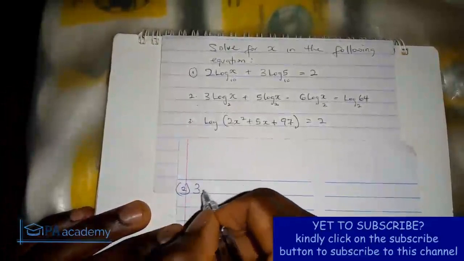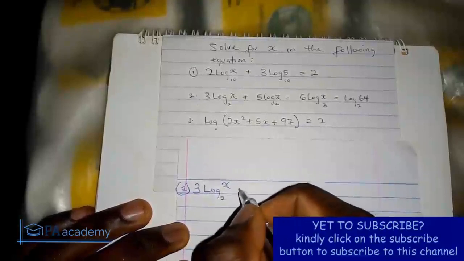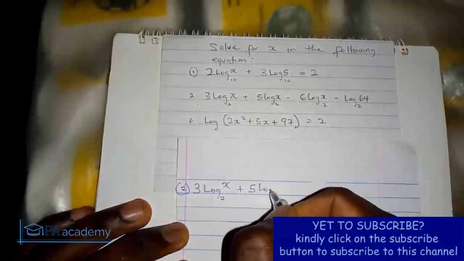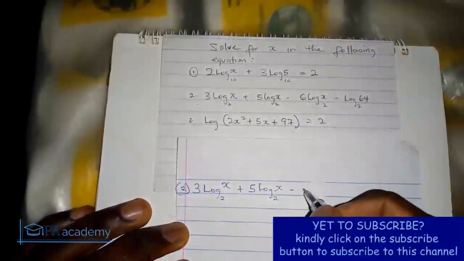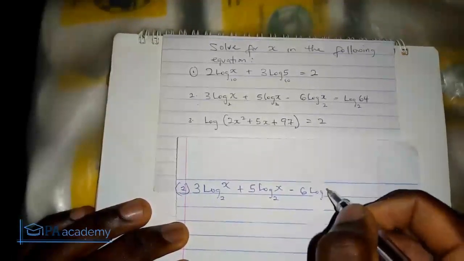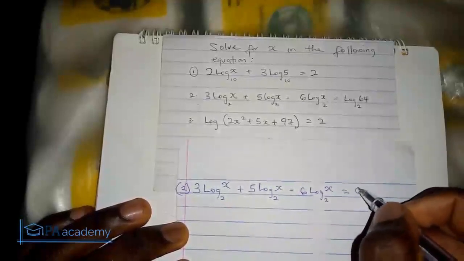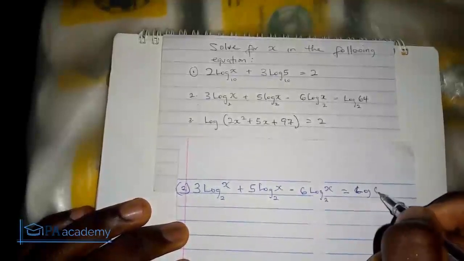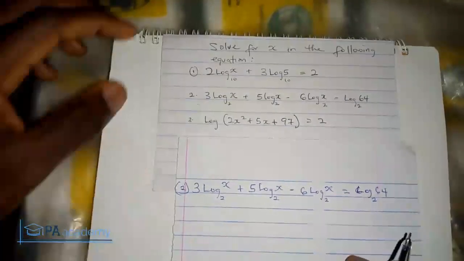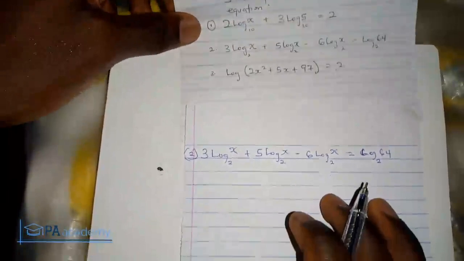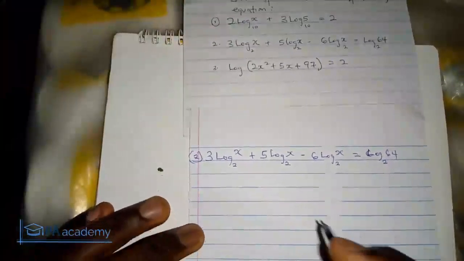It says 3 log x, this time around in base 2, plus 5 log x to base 2, minus 6 log x to base 2, is equal to log 64 to base 2. So this is a very simple example.